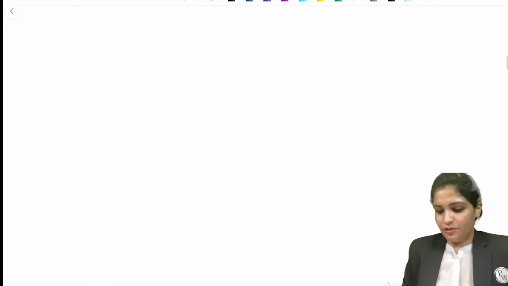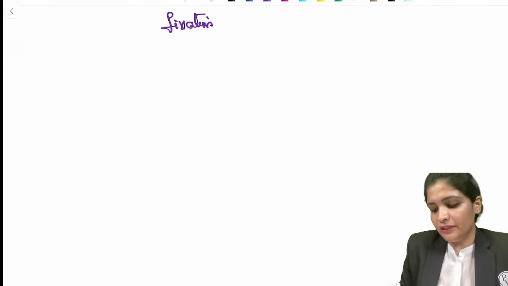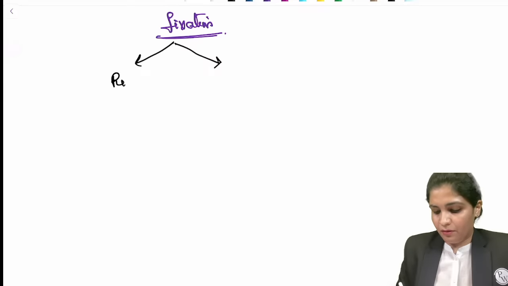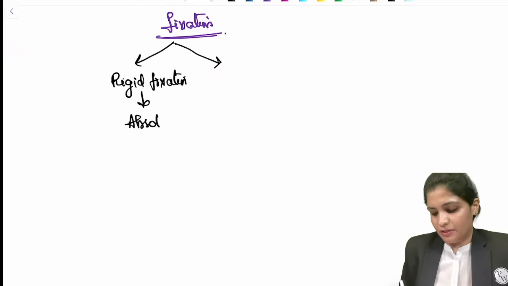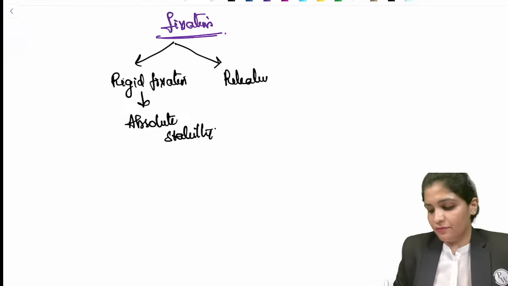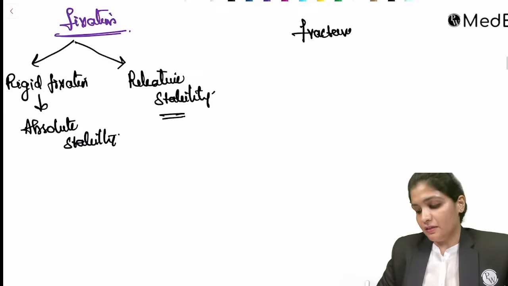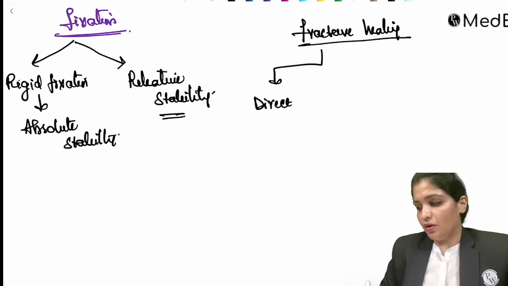So let us understand a few important points about the fixations, right? Fracture fixation is done by two important methods: it could be a rigid fixation, which will give absolute stability, and the next one is relative stability, right? To understand this, you have to understand fracture healing, right? Fracture healing can be of two types. It could be a direct method, or it could be an indirect method.